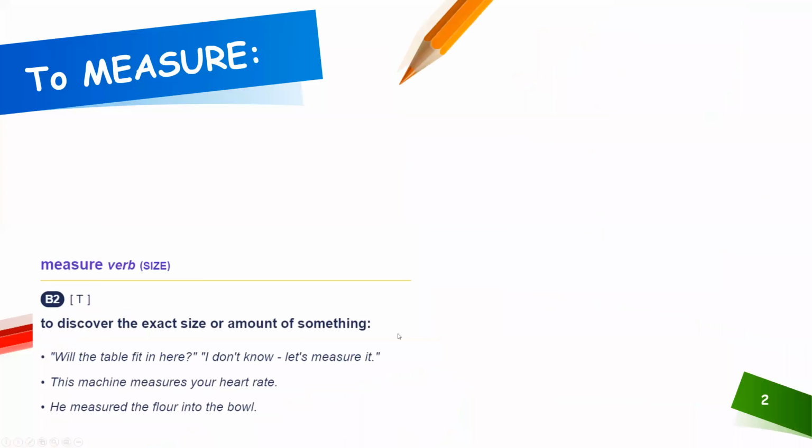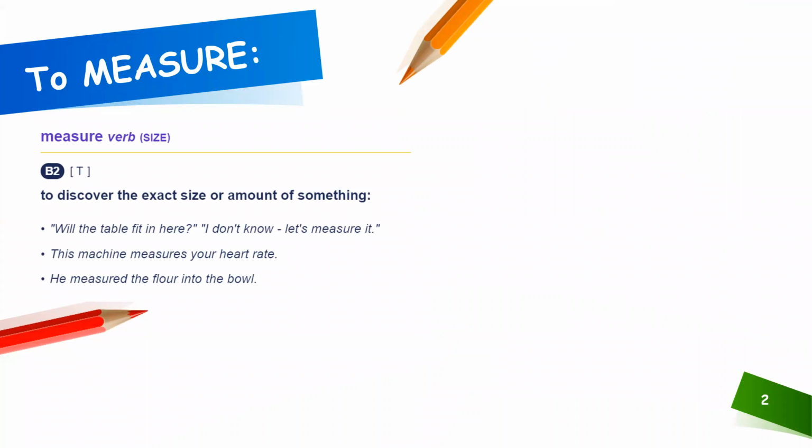To measure, if you look it up in the dictionary, is an action word. It means to discover the exact size or the amount of something. For example, if somebody asks, will this table fit here? Someone may answer, well, I don't know, let's measure it. Or someone may say, this machine measures your heart rate. Or, he measures the flour in the bowl. What exactly does it mean to measure?